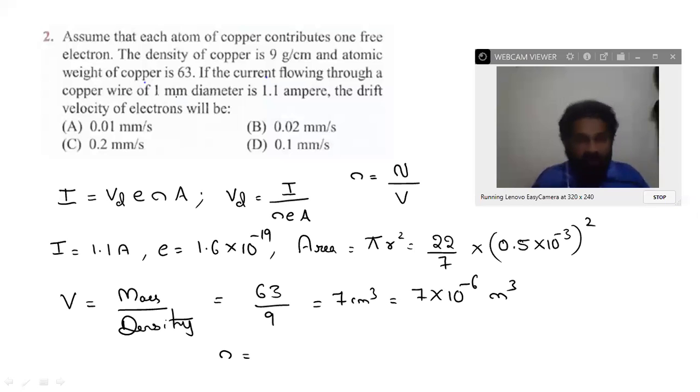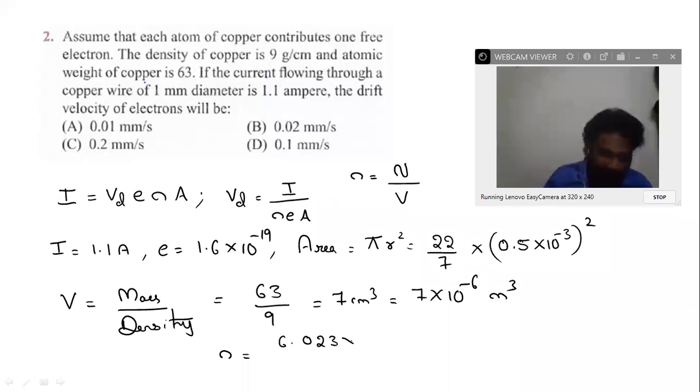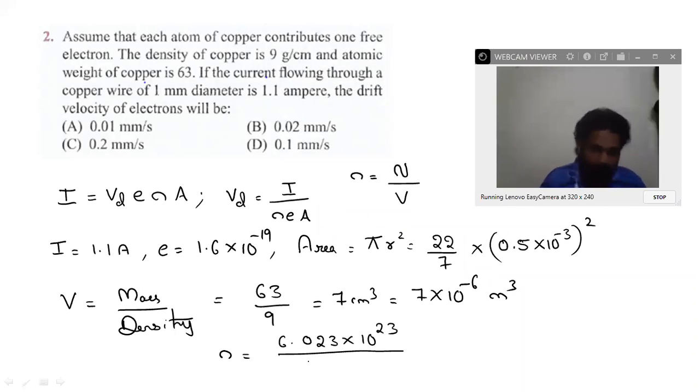For an atomic weight of 63, for a density of 9 gram per centimeter cube, we know the total number of atoms will be 6.023 into 10 raised to 23, divided by 7 into 10 raised to minus 6. This is nothing but Avogadro number divided by volume. This is what we have done. So this is the number density.